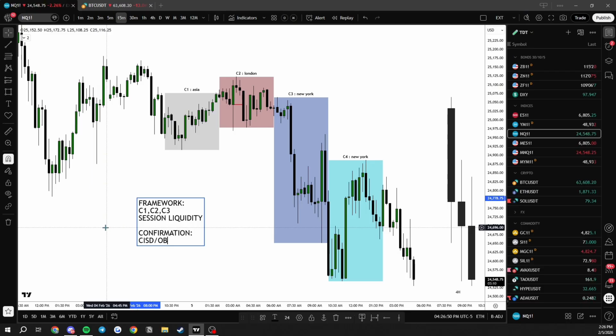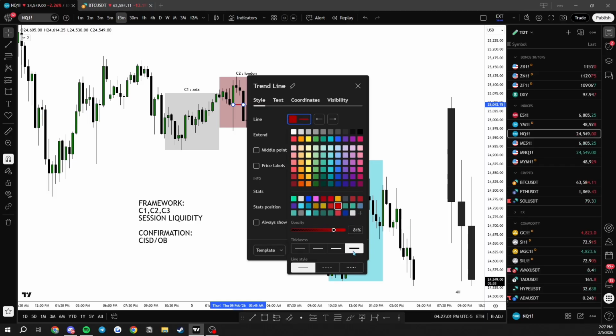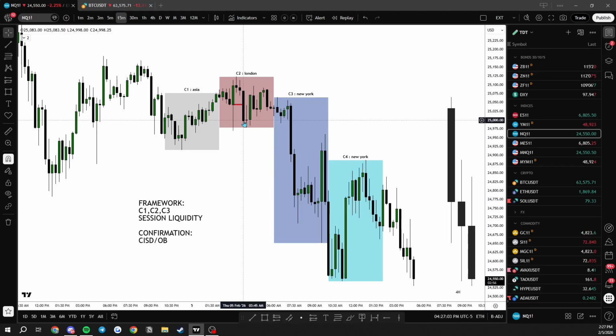So what's the difference between change in state of delivery and breaking market structure, like closing below the body or closing below the wick? The difference would be that a change in state of delivery is an entry technique. As soon as we close below this, I could enter, or I could wait till we move back up into this order block, then look for a trade there, and then we go lower. Or, and here's the difference, when we get a market structure break, we don't typically enter off of that. We use it as context.